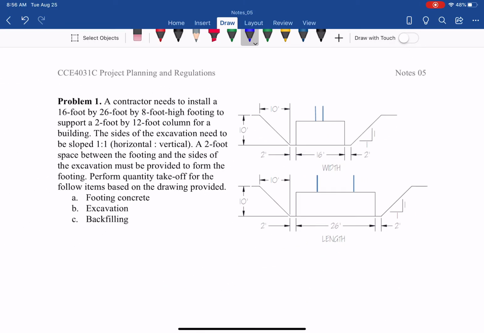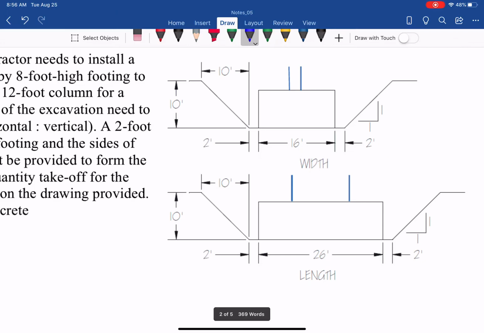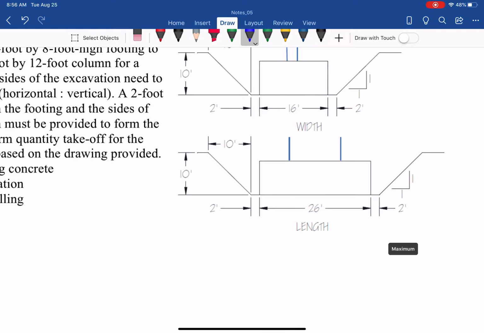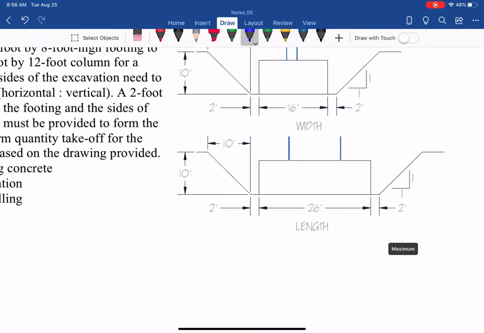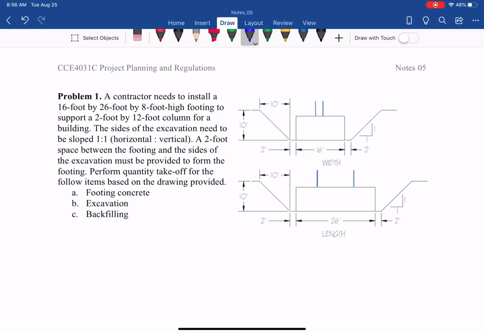A 2 foot space between the footing and the side of the excavation must be provided to form the footing, as shown here. You see 16 feet for the width of the footing, and each side you have 2 feet so that the work equipment can work on this footing. Similarly for the length of the footing, 26 feet, you also add 2 feet for each side. So that's what the problem mentioned. Perform the quantity takeoff for the following items based on the drawings provided. First, footing concrete, excavation, and backfilling.